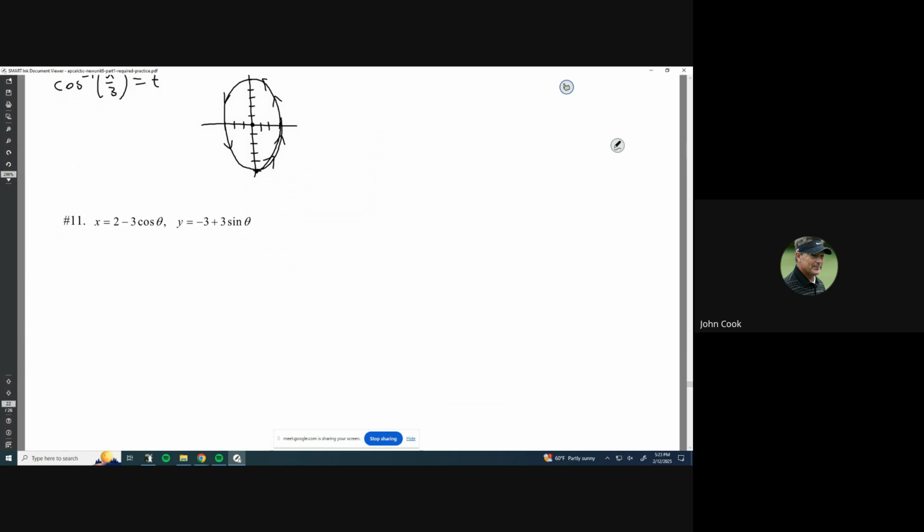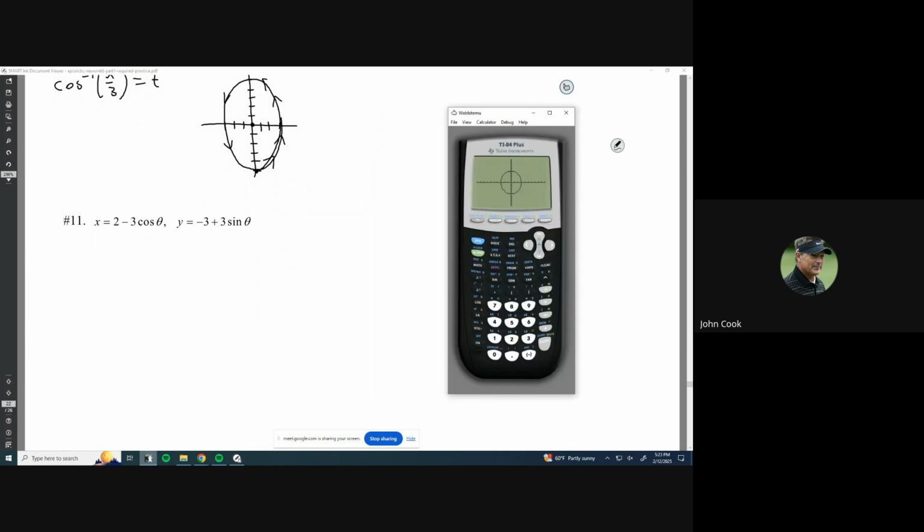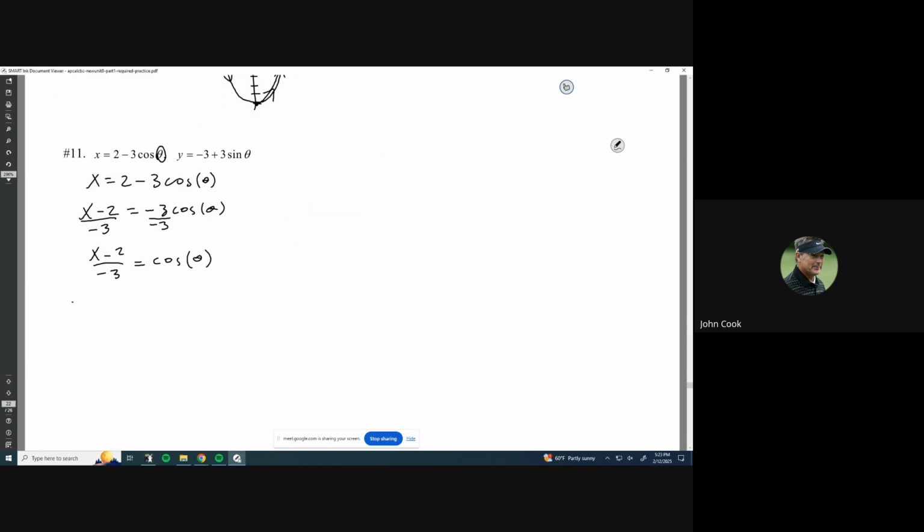All right, for number 11, same thing. Let's get theta by itself. Maybe this would be the easiest one to solve for. So x equals 2 minus 3 times the cosine of theta. I'd subtract 2 from both sides, so x minus 2 equals negative 3 cosine of theta. Then I divide both sides by negative 3, so x minus 2 over negative 3 is equal to cosine of theta. Then I'd do the inverse cosine on both sides, so cosine inverse of x minus 2 over negative 3 is equal to theta.